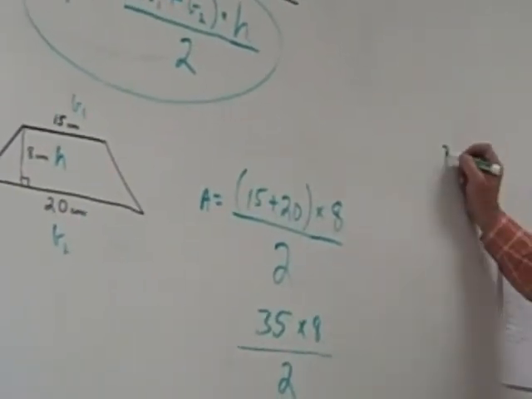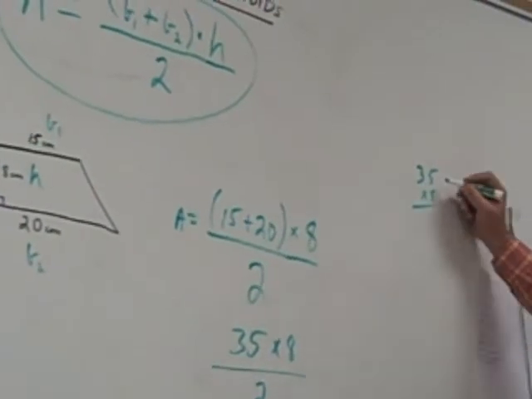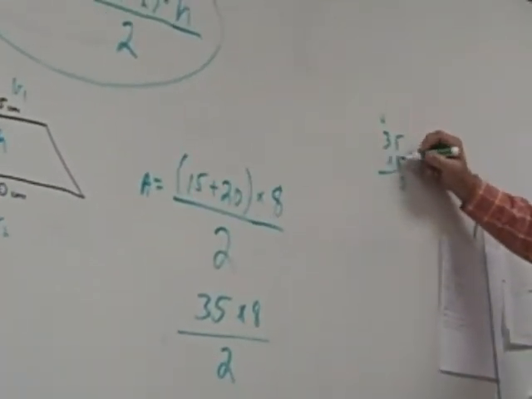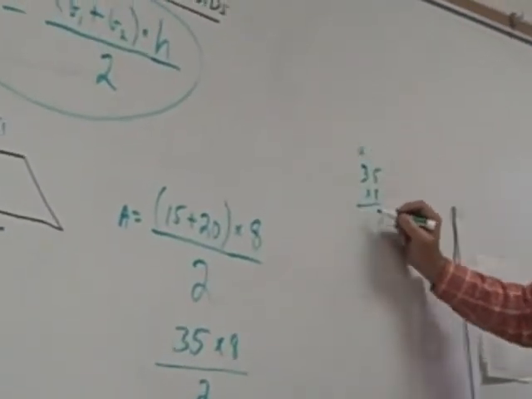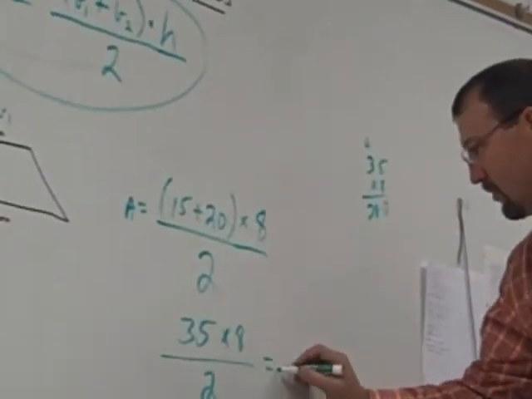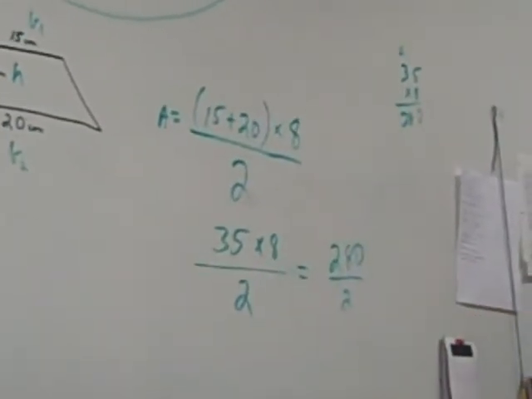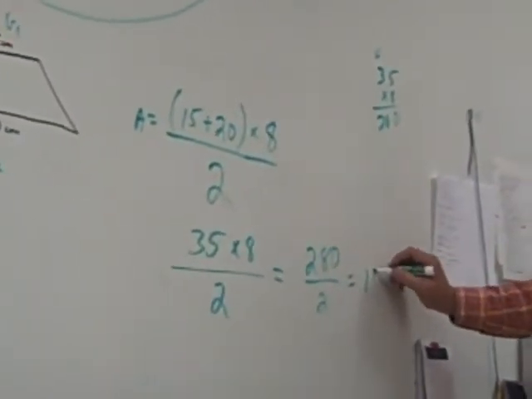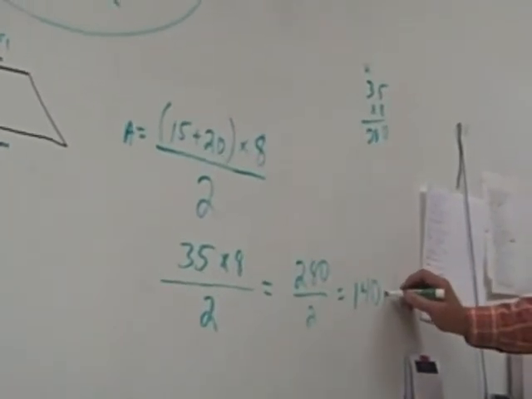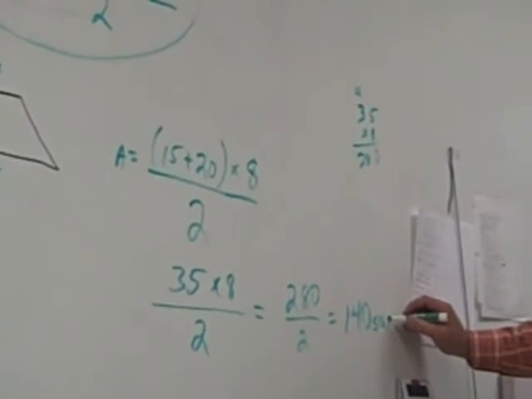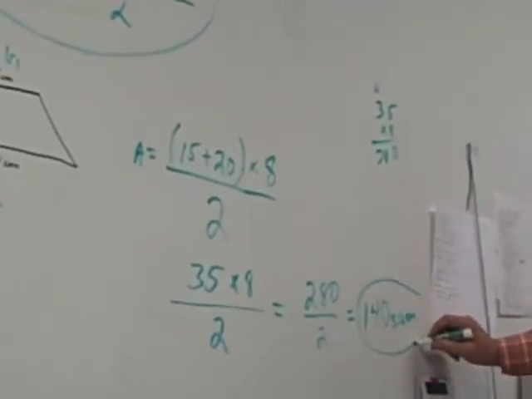Now, 35 times 8. Go off to the side. 40, carry my 4. 24 plus 4, 28. So now I'm going to go sideways. 280 divided by 2 is 140. Equals 140 square centimeters.